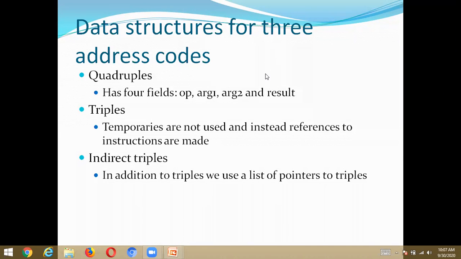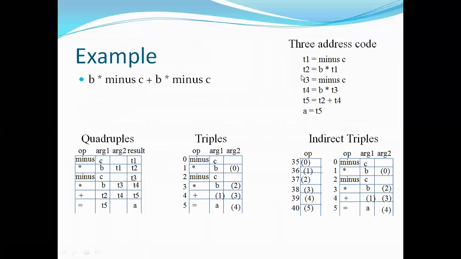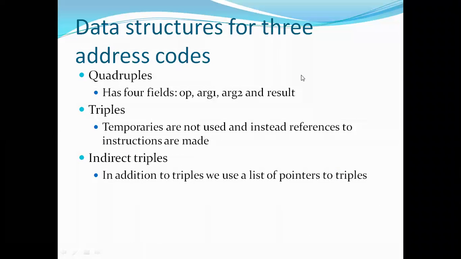While coming to the quadruples, the quadruple is a structure with at the most 4 fields. It consists of 4 fields. What those 4 fields are: OP is an operator, ARG1 is argument 1, ARG2 is argument 2, and result. For representing the quadruples, we are having 4 fields. Once you see the slide, then you can easily understand what the 4 fields are under the quadruple representation.